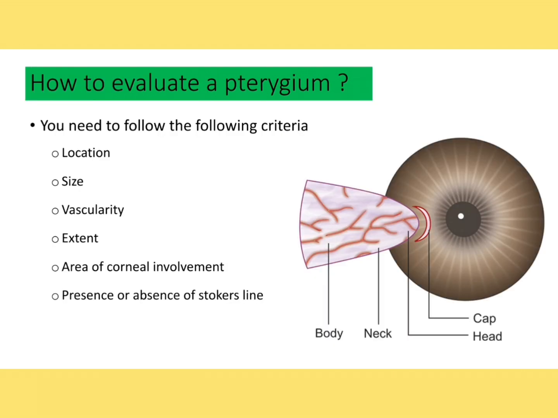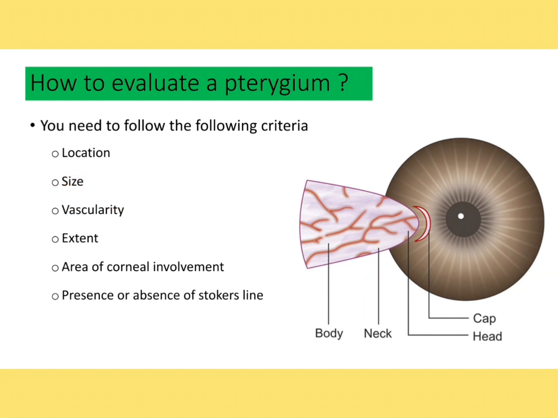Okay. Now, how to evaluate a pterygium? You need to follow the following criteria. First of all, location. Where is the pterygium located? Whether it is on the nasal side or temporal side, or present on both sides of the eye. Okay. Then you need to see the size.